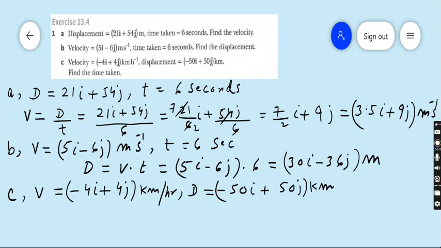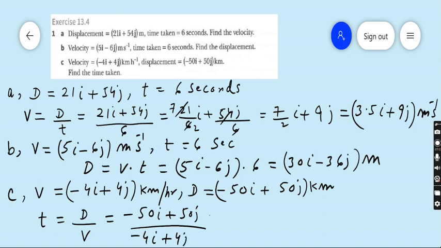Find the time. You know the formula of velocity is distance upon time. Then time is equal to displacement upon velocity. I used the word distance, but we must use displacement because we are talking about vector quantities. So time is equal to displacement upon velocity. Displacement is given as minus 50i plus 50j upon velocity, which is given as minus 4i plus 4j.